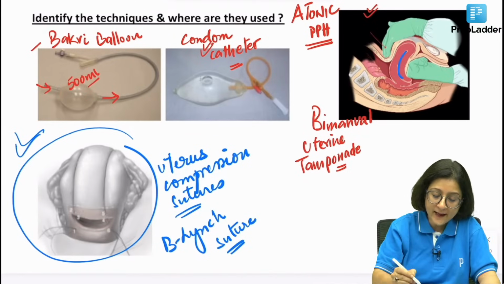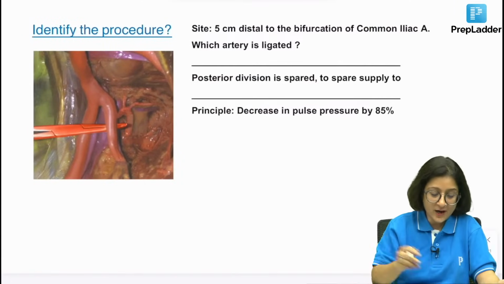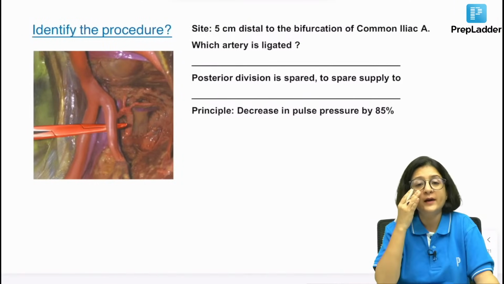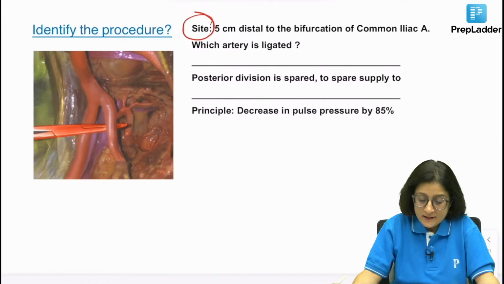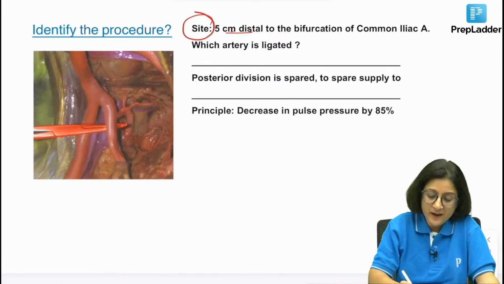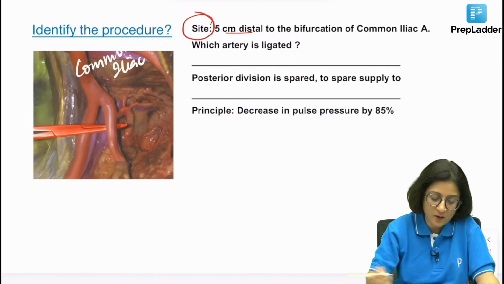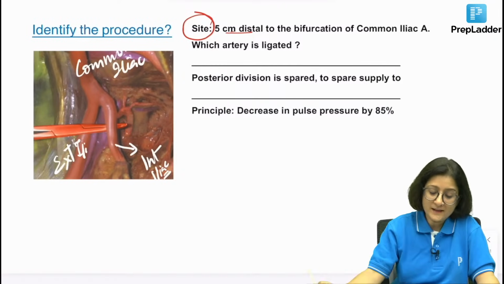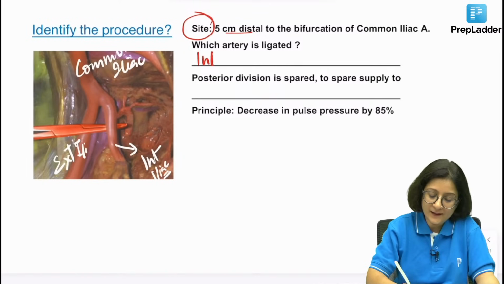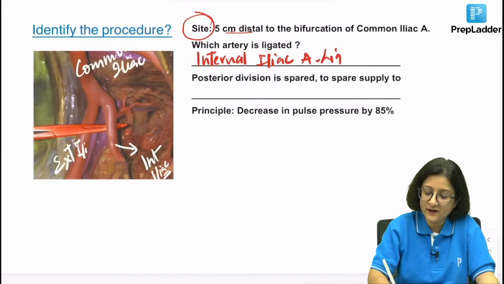Okay, next image, identify the procedure. See, clue: site 5 centimeter distal to the bifurcation of the common iliac. So this is the common iliac artery, this is external iliac, and this is the internal iliac. So what is this? Which artery is ligated? Internal iliac artery ligation.